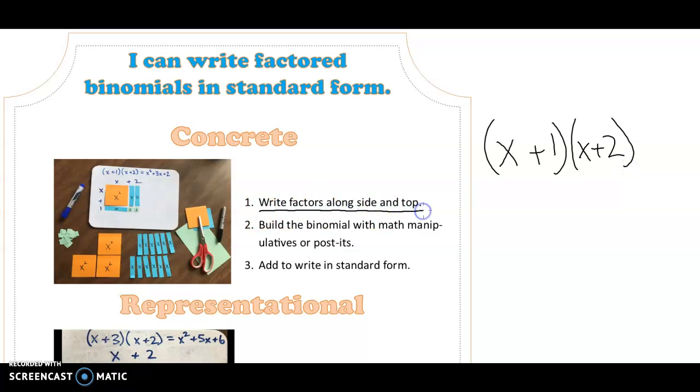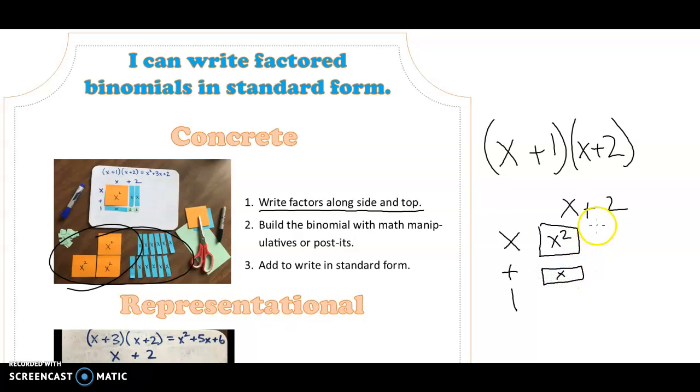Step 1, write the factors along the side and the top. So we would write x plus 1, and we would write x plus 2. Then we would take our math manipulatives from the bottom and place those in the right spots. We would have our square post-it for x squared, and then our strip for x over here because it says 2. X times 2 is going to be 2x, so we're going to have 2 of those strips. And then we would have just those 2 units on the bottom that we would just be placing there. We wouldn't be drawing them like I just did, because this is our concrete stage.